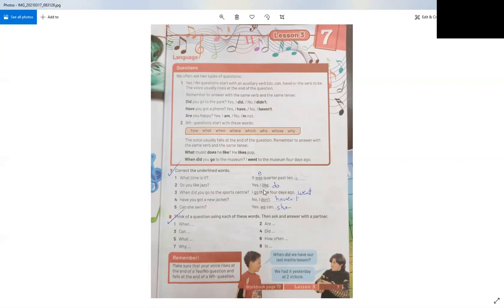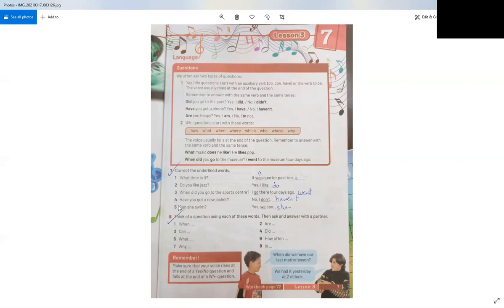Number 3, when did you go to the sports center? The question here is in the past because we have the helping verb did. So we should say, I went there 4 days ago because the question is in the past. So the answer should be also in the past.